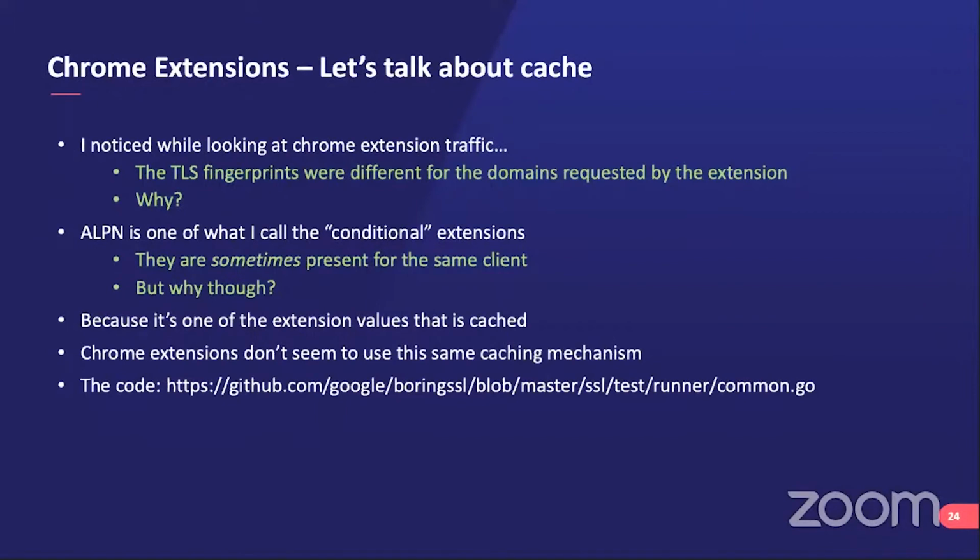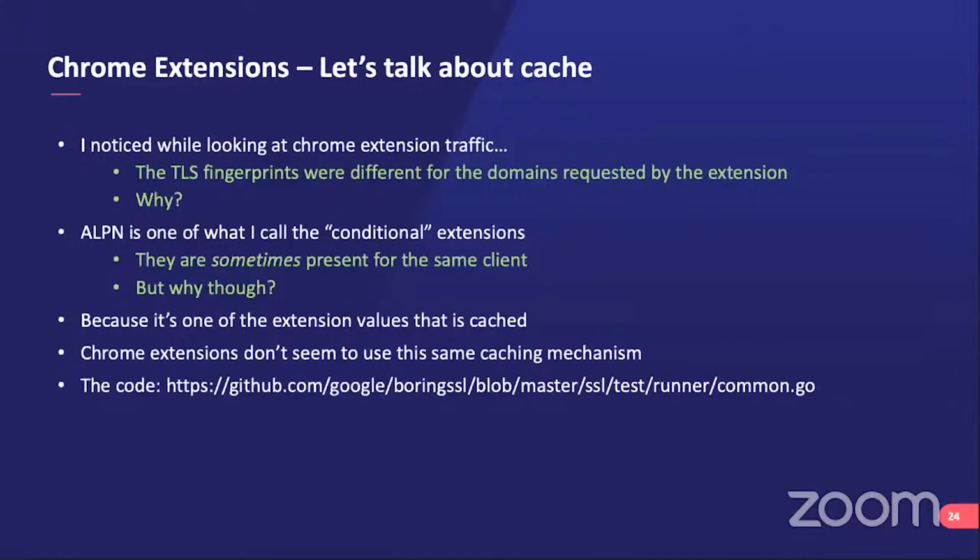Chrome extensions. This is probably my favorite one and most interesting one. But this came up during something that I was looking into recently. So I noticed while looking at Chrome extension traffic that the TLS fingerprints were different for the domains requested by the extension versus domains requested by the Chrome browser, not by the extension. Why? Like, what made them different?